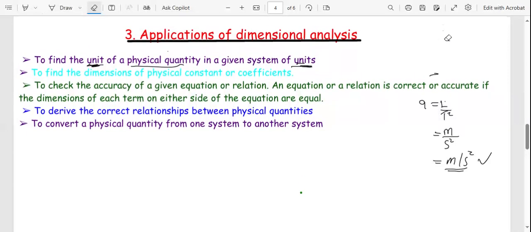Okay. So that's how we can use dimension analysis. What else should we talk about? Okay, let's go to the next point.